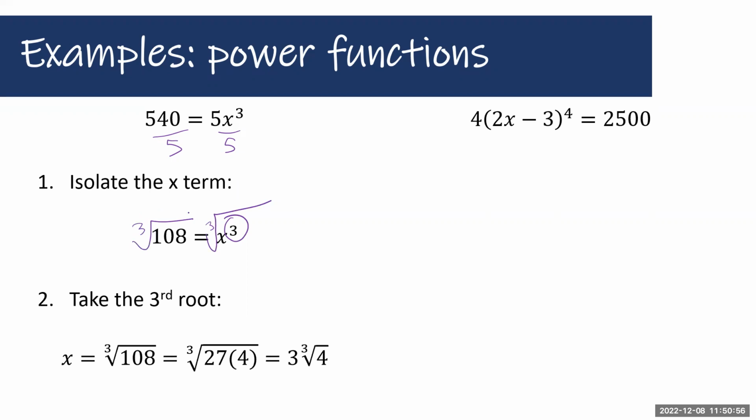Okay? When we take the cube root of 108, we are going to get the answer, which if you want to leave it, is mathematically okay. But it can be simplified because 27 is going to be 3 to the third. And so you can simplify it into its final form of 3 times the third root of 4.